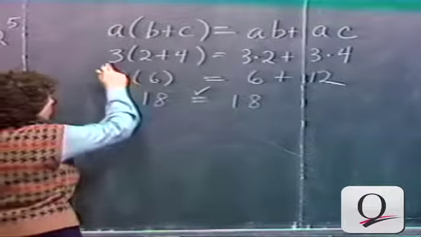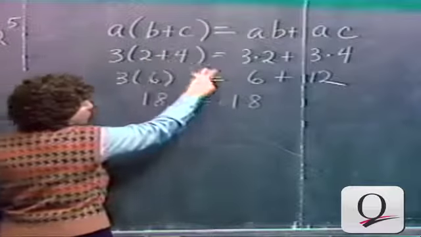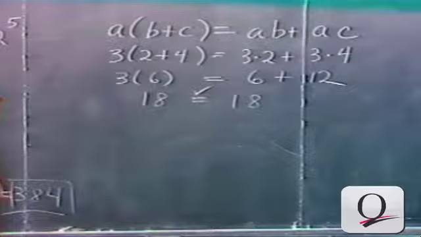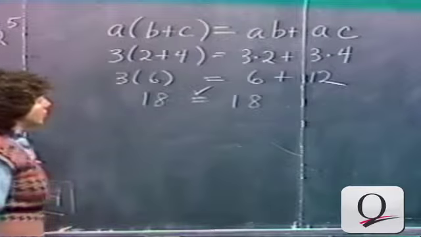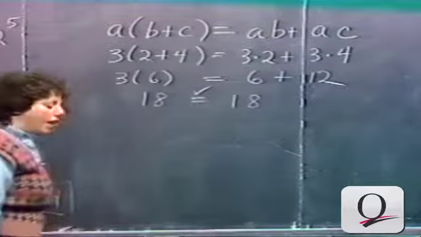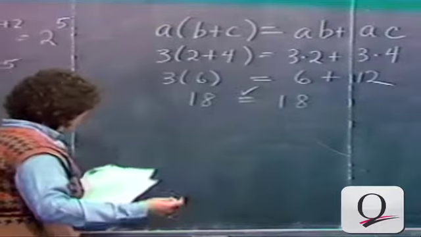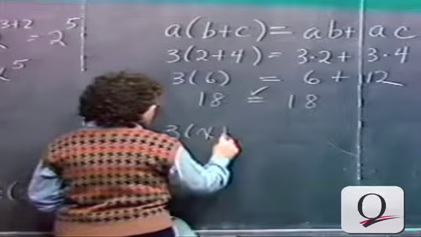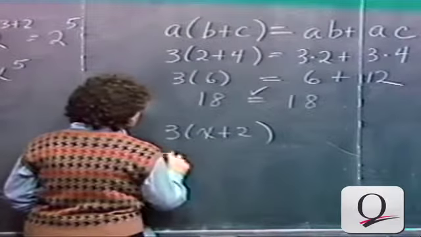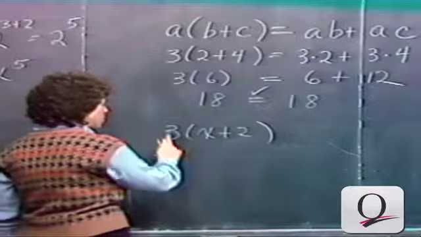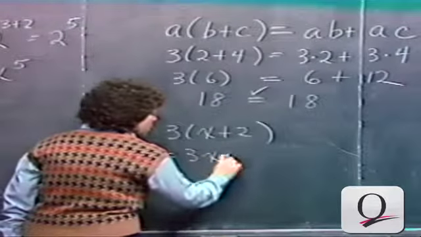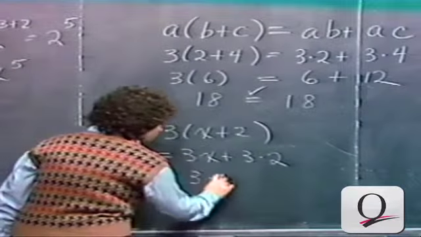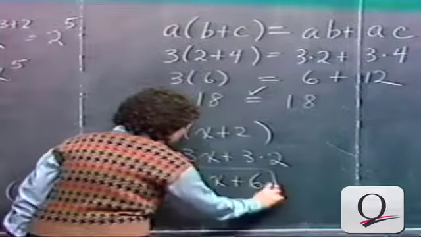Nobody, however, would be multiplying 3 times 2 plus 4 in this fashion. They would be multiplying it as 3 times 6. The real value of the distributive law to us in this form would be to simplify algebraic expressions. Okay, let's try. If we have, for example, 3 times x plus 2, according to the distributive law, this would be 3 times x plus 3 times 2, which is 3x plus 6.